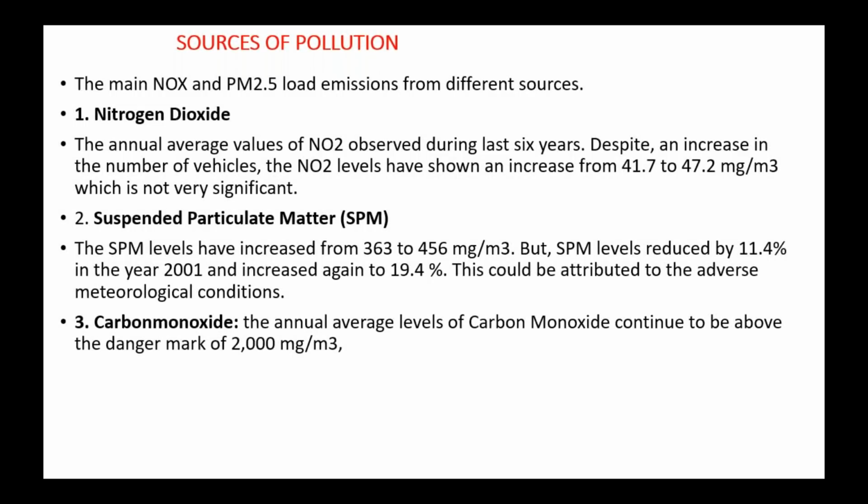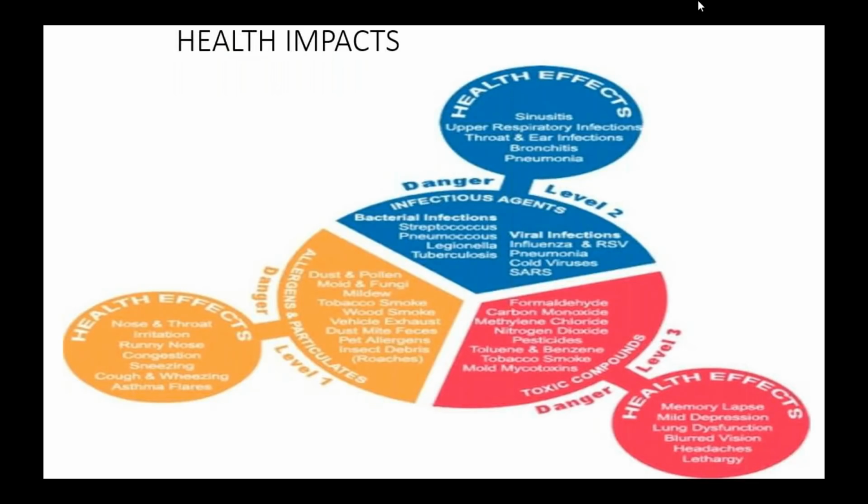Since the government has changed, several governments have changed. So again, this SPM level has increased to 19.4% from 11.1%. This could be due to the meteorological conditions and development of various industries and other cities. And carbon monoxide, the annual average level of carbon monoxide is around 2000 milligrams per meter cube, which is the danger mark, right? And these are the health impacts.